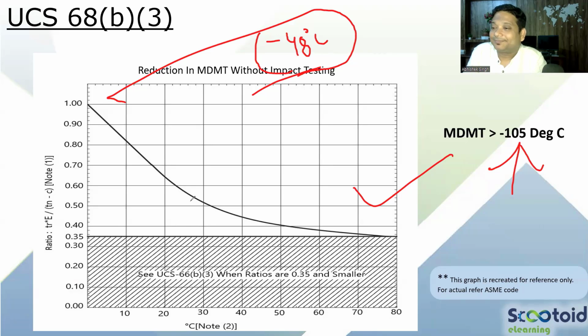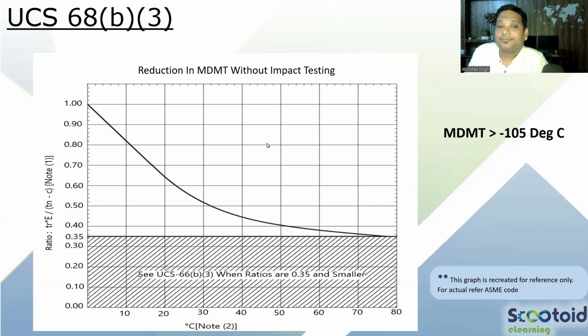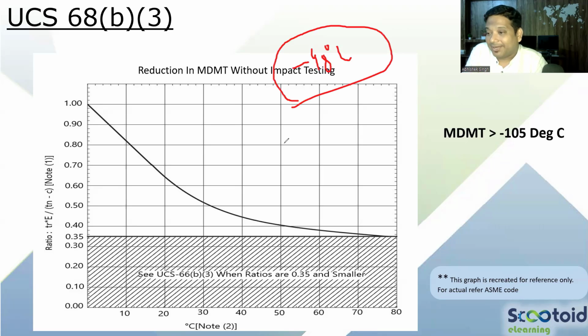Okay, makes sense? Sridhar will take that. So is it making sense, guys? Is this statement making sense to all of you? 68B3 talks about the coincident ratio going less than 0.35. Your MDMT reduction is available up to minus 105. So you can go up to that. That is a very good point which we have. One more thing is left. Can you tell me what exactly that is? Minus 48 is the temperature below which you cannot go in the normal scenario. You cannot take that exemption below minus 48. Makes sense?